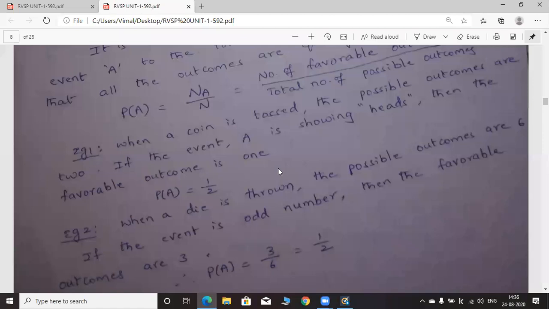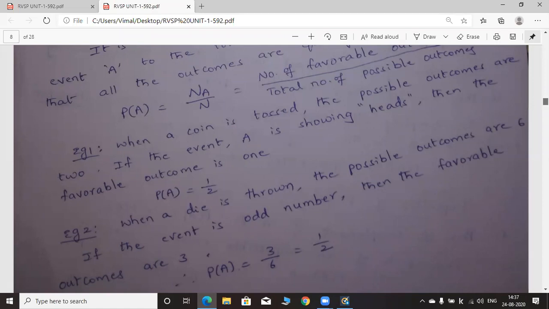That means if you want to get the head after tossing a coin, then the favorable outcome is 1. So P of A becomes 1 by 2. If you want to get the tail after tossing a coin, then again the number of favorable outcomes is 1 only. So in that case also, P of A can be written as 1 by 2 only.